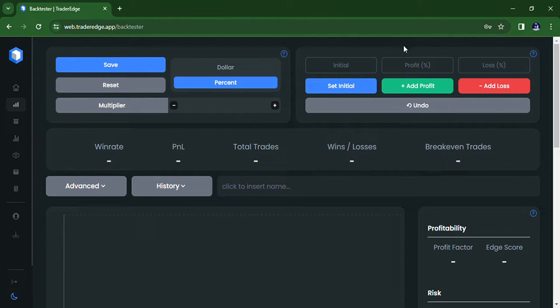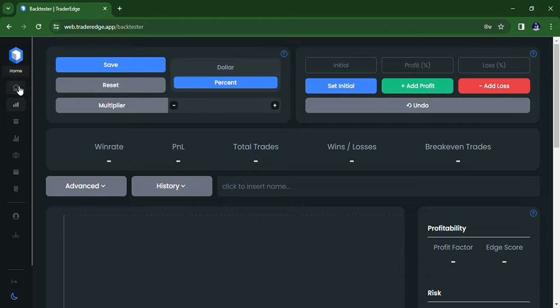So, hello friends, here is a quick review of how to use Trader Edge software for backtesting your trades. So, we will begin. I have logged into my Trader Edge software, and now I will let you know how you can backtest your trading data, and what are the steps you need to follow.